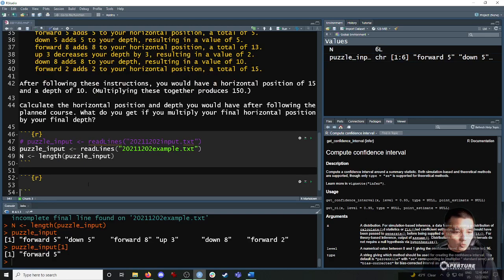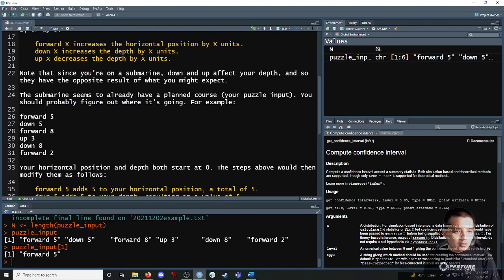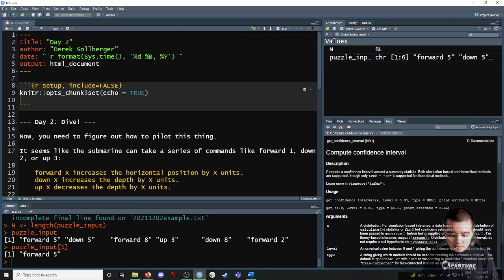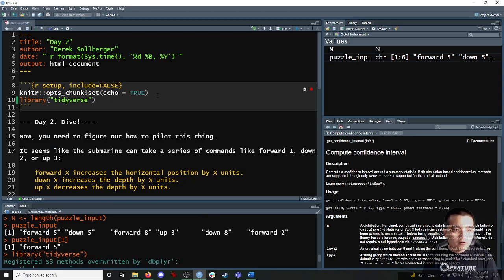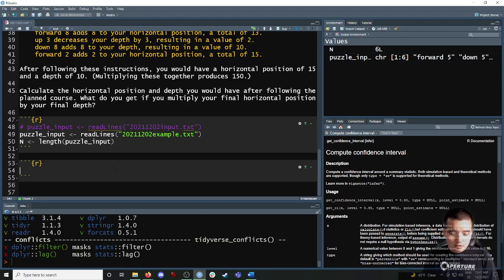Let me work in a new code block here. I foresee myself using some functions from the tidyverse, so I better load that in. And we're going to start. I envisioned the submarine taking its route over some time. So we're going to start with time equals 1. I'm going to use lowercase t for time.